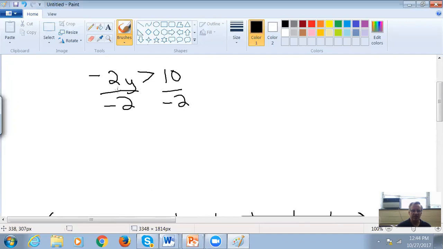Let's see, these two negative 2's are going to cancel out. That's going to leave me with a y. 10 divided by negative 2 will leave me with a negative 5. And Mr. Simpson said, flip your sign. It's greater than now. You have to flip it to less than. And I said, yes, master, whatever you say. I hear and obey. But I have no idea why, but I'm going to do it. Well, let me show you why.